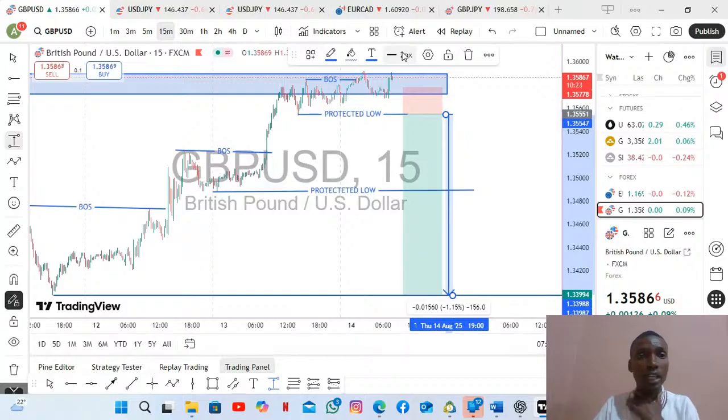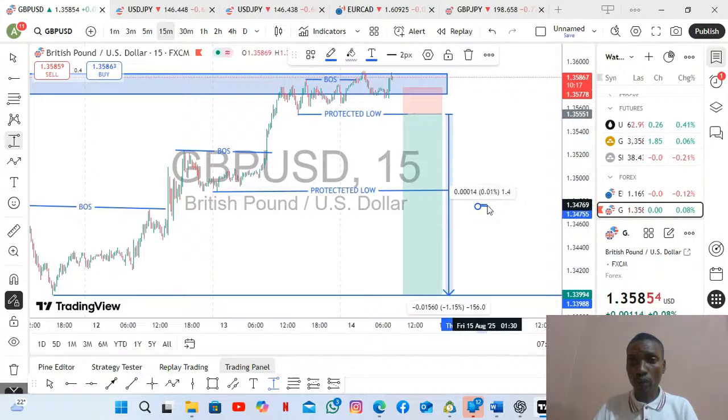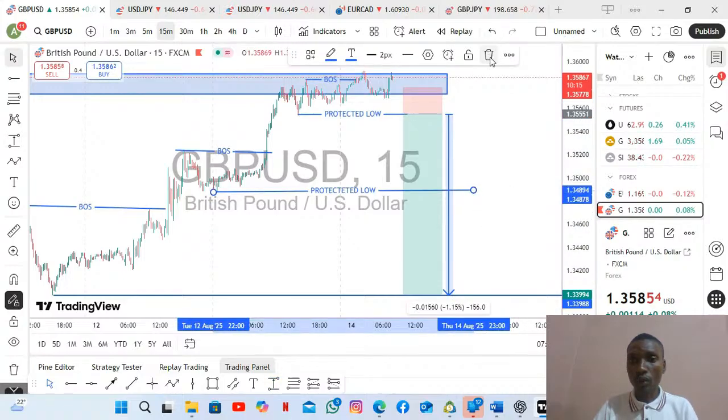So that is it. And lastly, this is the coordinate. So you can take the coordinate.